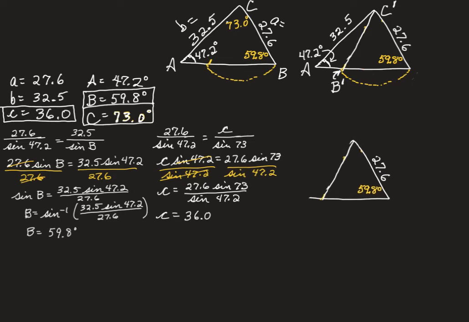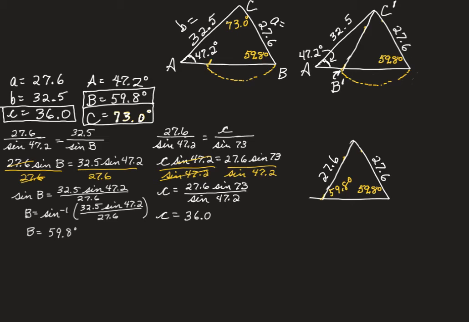Now it begins to look like something we've seen before, especially if we remember that this side, because we swung it over, is the same measure as the other. We have an isosceles triangle, and the base angles of an isosceles triangle are congruent. Therefore, this angle is 59.8 degrees.